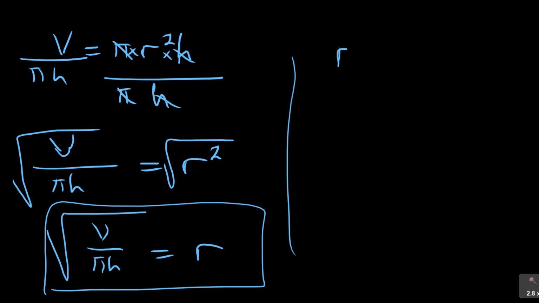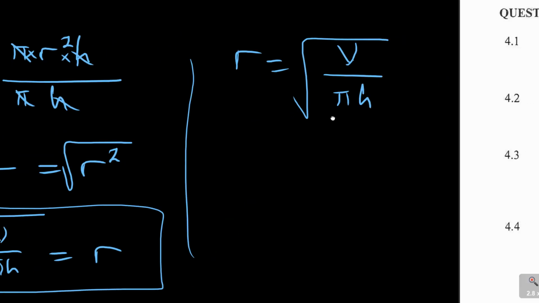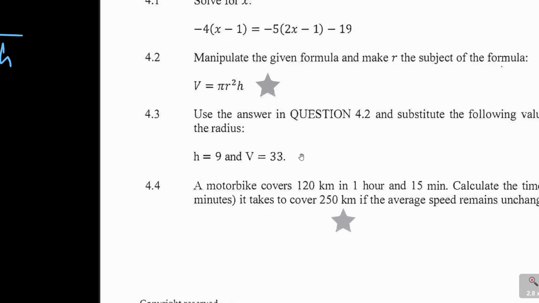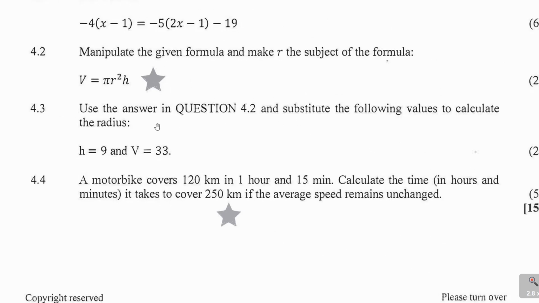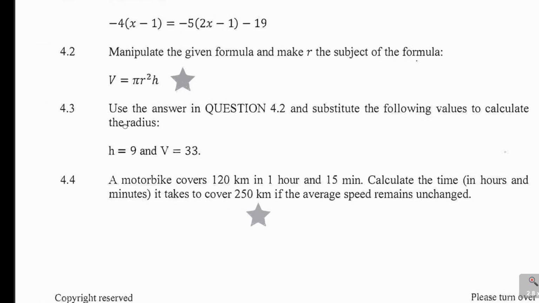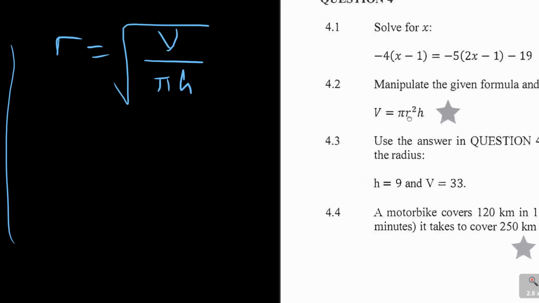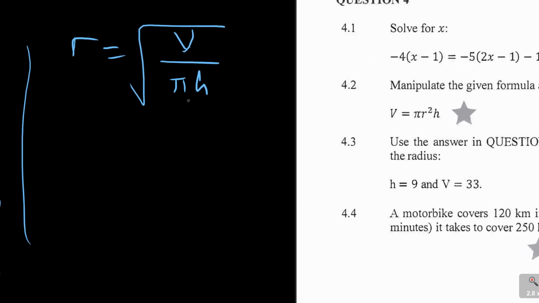Or you're going to say R is equal to V over pi H under a square root sign. That is the R there. Then they say 4.3, use the answer in question 4.2 and substitute the following values to calculate the radius. H is 9, V is 33. So you come here, they are saying where there is V, you cancel V, put what? 33. That's what they're saying.